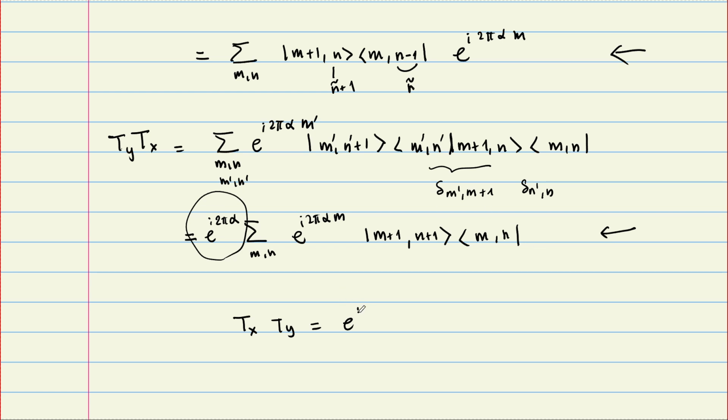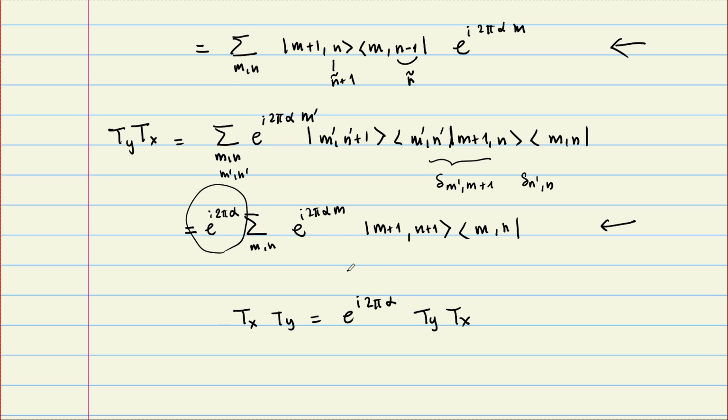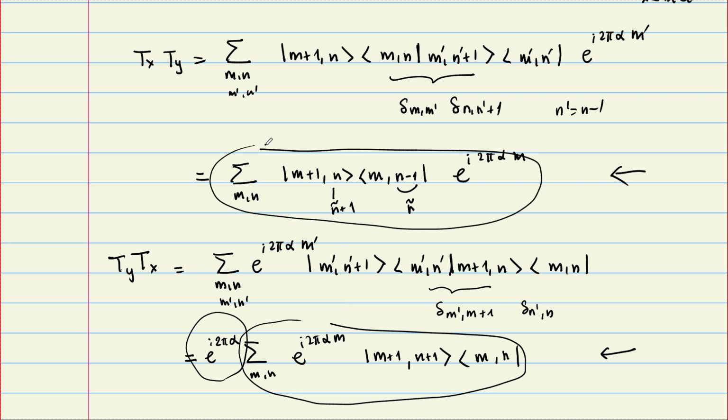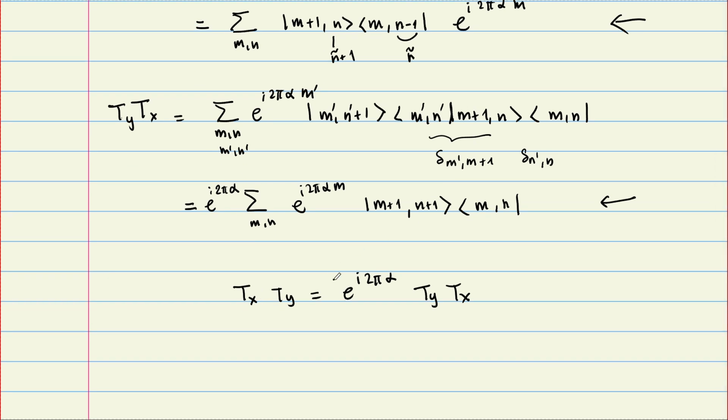Excuse me, e to the i 2 pi alpha ty tx. But here I'm just comparing this line tx ty, this is m n m n, and I'm comparing with ty tx, and this term is exactly equal to this term. Yes. Exactly. Oh, I see. Yes. Then you are saying that it has to be the other way. You are saying to pull it on the other side, right? Yes. If you multiply it, yes. I got it. Yes. So this is the first thing we showed.